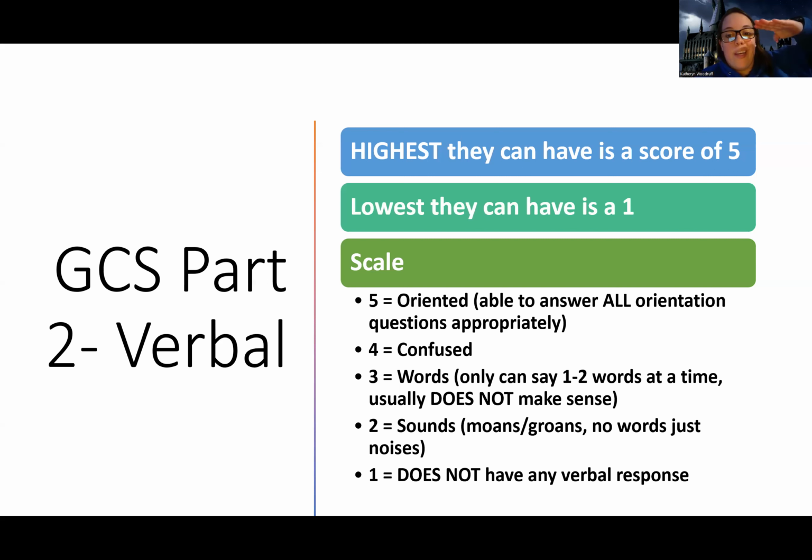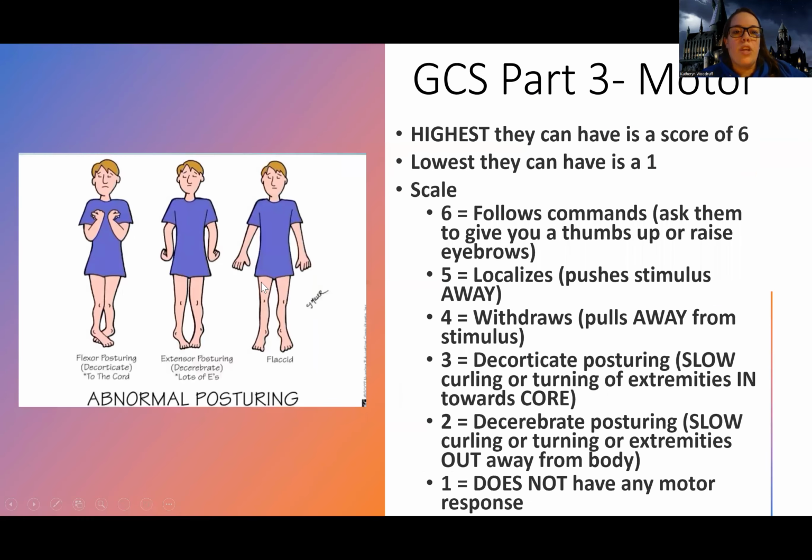We have someone who's oriented, and someone who's confused, who's answering questions but not appropriately. Someone who has words, only a couple at a time, but usually they don't make sense or aren't applicable. They're not answering your questions, they just have a few words. Then sound, someone who's just making noises but no words are coming out. And then 1 is they're not talking at all. So those 2 are pretty easy, but this last one sometimes people struggle with.